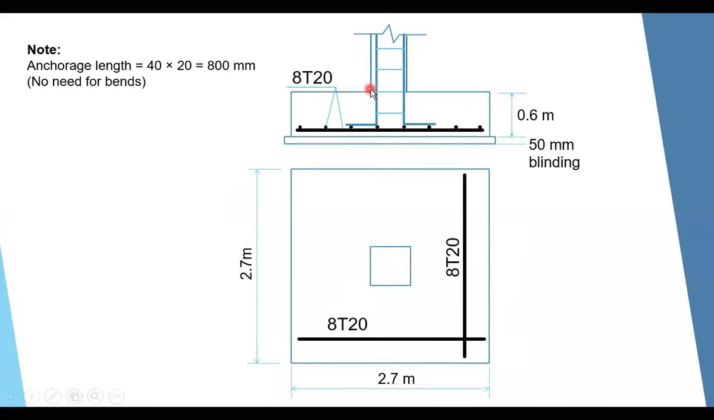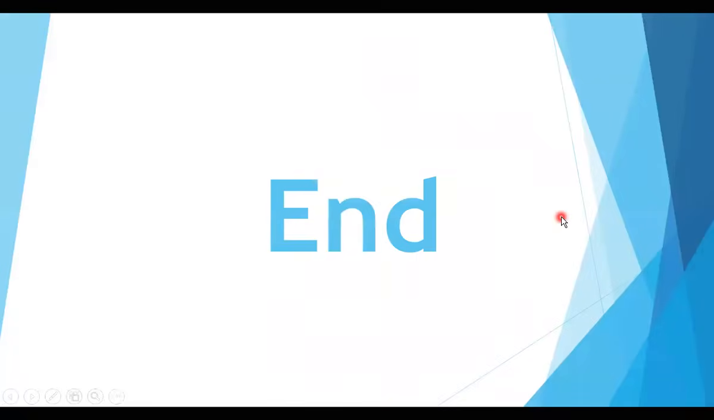according to the code, the distance from the face of the column here, which is the maximum critical section for bending moment, to the end of the bar should exceed the development length. So it should be greater than 40 times the bar diameter, and 40 times the bar diameter equals 40 times 20 because the bar diameter is 20, so it is 800 millimeter. When we check this distance here, it was 1.15 meter, so it is greater than the 800. So it means we don't need to make a hook here or another hook on the other side because this distance is greater than 40 times the bar diameter. So you don't need a hook, and this will be your reinforcement.